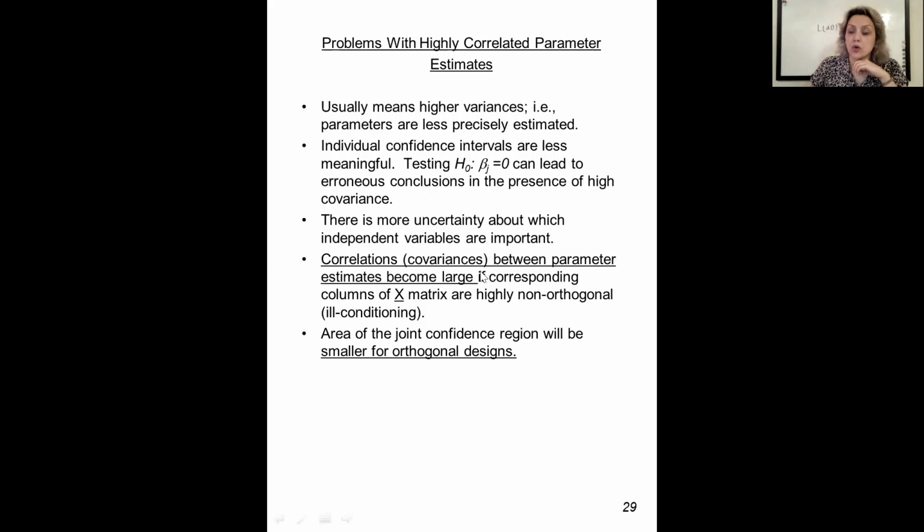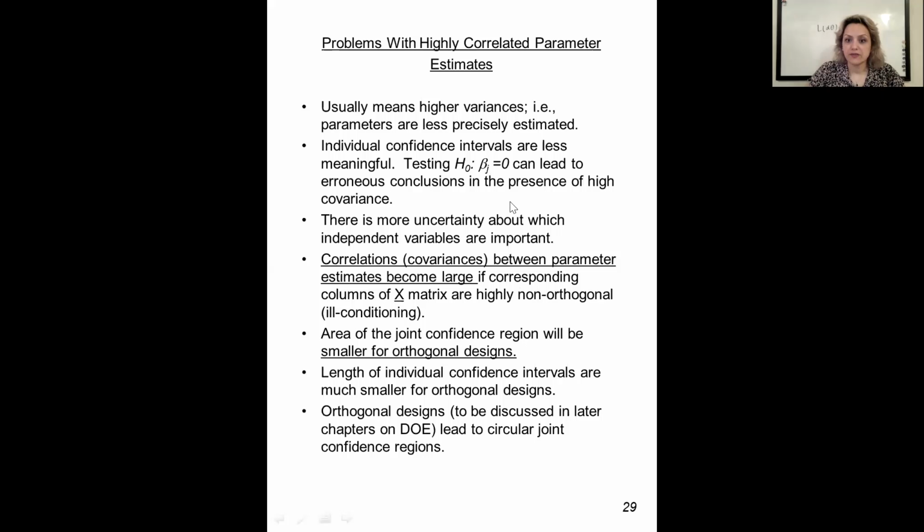Correlations or covariances between parameter estimates become large if the corresponding columns of the X matrix are highly non-orthogonal, which we would consider ill conditioning. So when we are working with the variance and covariance matrix, our preference is that the covariance numbers aren't that large, because they represent the correlation. The area of the joint confidence region will be smaller for orthogonal designs, and the lengths of the individual confidence intervals are much smaller for orthogonal designs.